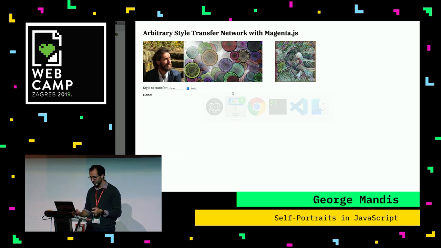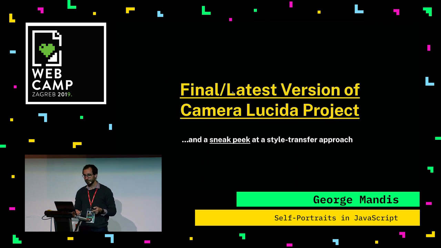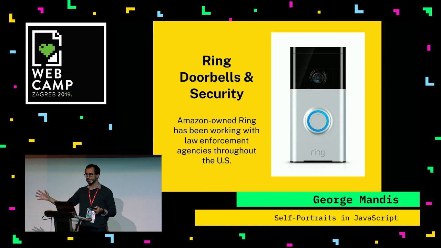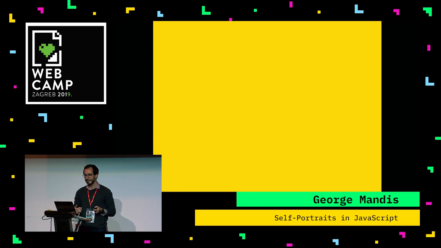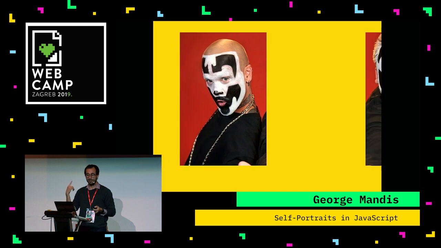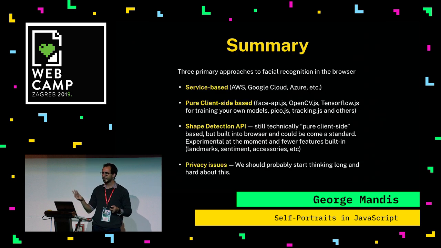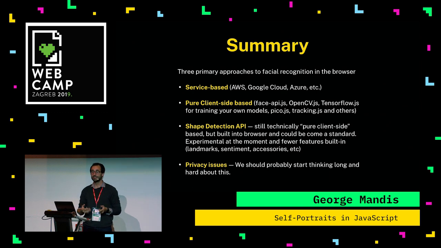So I am out of time. Quick thoughts on privacy. It's not all fun and games. We should really think about facial recognition in a very serious way. I hate rushing through that, but yeah, that's a very serious thing to contend with. I wouldn't feel right if I didn't mention that. This is actually a good way to defeat facial recognition, strangely. Kind of ridiculous, but interesting. So in summary, there are basically three different approaches that you can take to facial recognition in JavaScript, and let's not forget about the privacy issues.